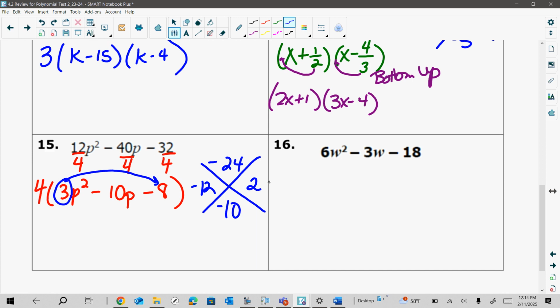16 also has a GCF. But look, 3 is my smallest number. It can go in 18 and 6.